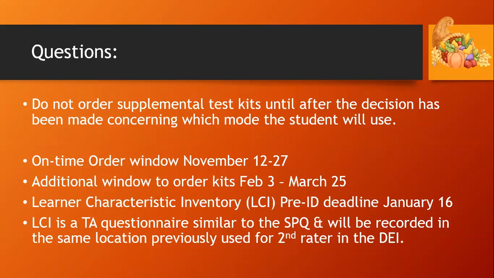Okay. Before we get to that, because that's a little farther down, do not order supplemental test kits until after the decision has been made concerning which mode the student will use. I've already had many questions about this because what if we're not sure? And, you know, I think that pre-identifying and ordering kits was November 12th through November 27th. And people are saying, give me a break. How do I know for sure? Well, they will have an additional window to order kits February 3rd through March 25th. And like I said at the state meeting, that is late.